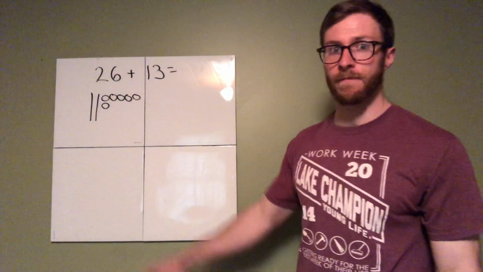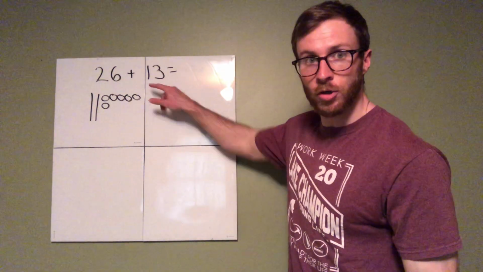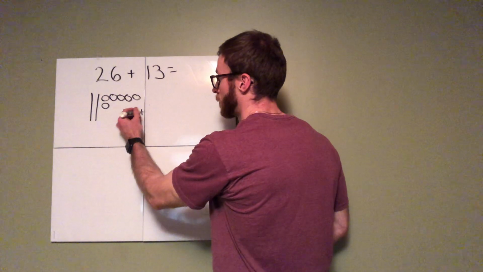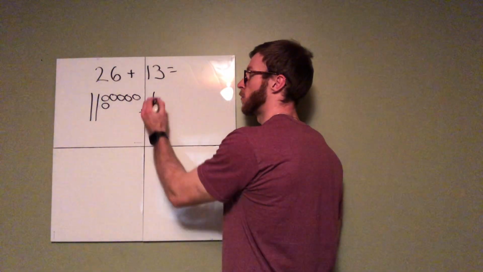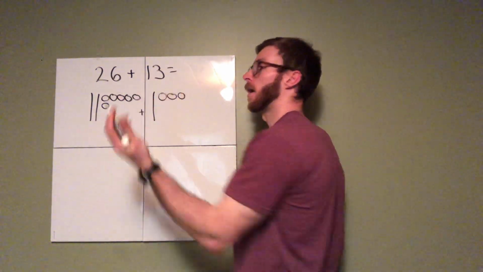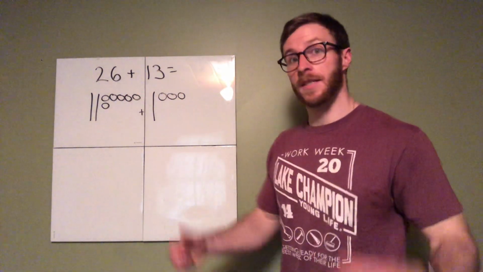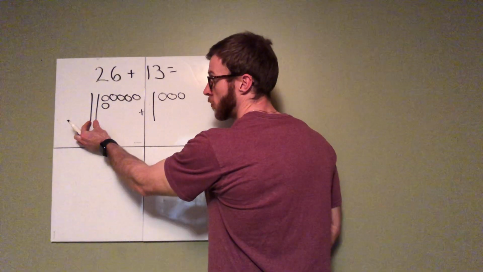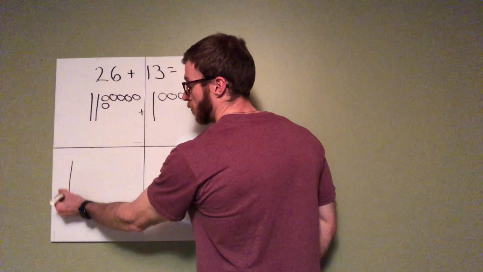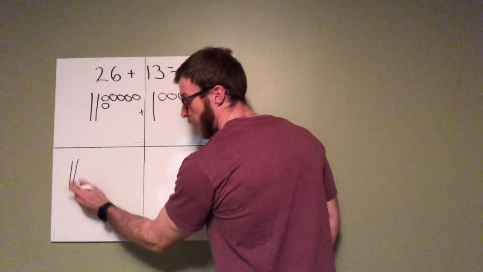Alright, if you did it that way, double check your drawing to make sure it looks like mine. I'm going to move on to drawing my 13. I see there's 1 ten, I draw 1 ten. I see there's 3 ones, I draw 3 ones. Okay? Then, to combine those into one big picture, I take these 2 tens, move them down, and I take this other 10 from over here and add it onto those.